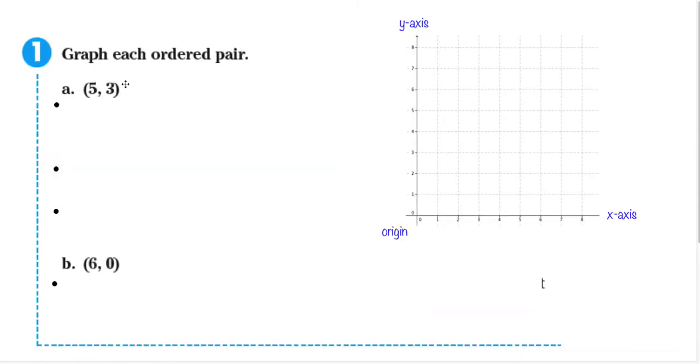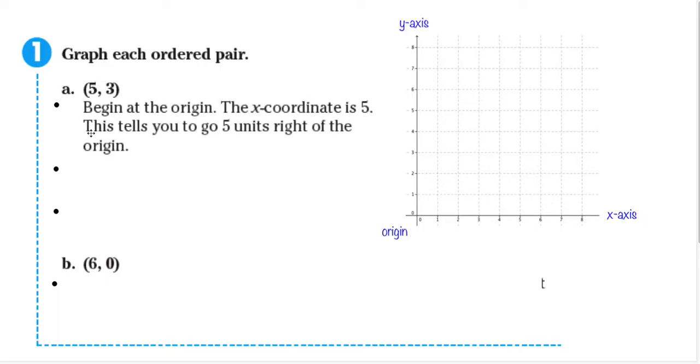Example 1. Graph each ordered pair. A, 5, 3. First and foremost, you need to begin at the origin. The x-coordinate is 5. This tells you to go 5 units to the right of the origin. 1, 2, 3, 4, 5 units to the right of the origin.